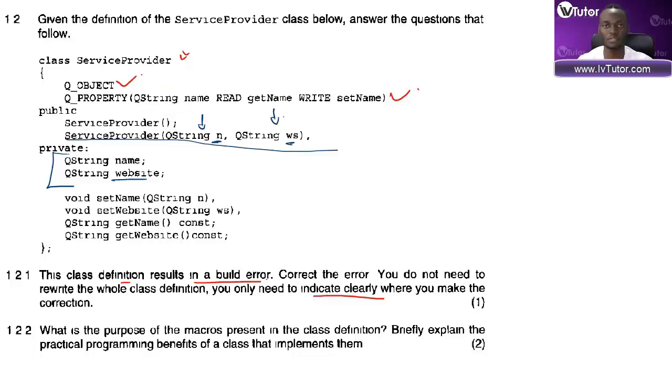Give me 1 sec, guys, just to attend to something here quick. I'll be with you now.